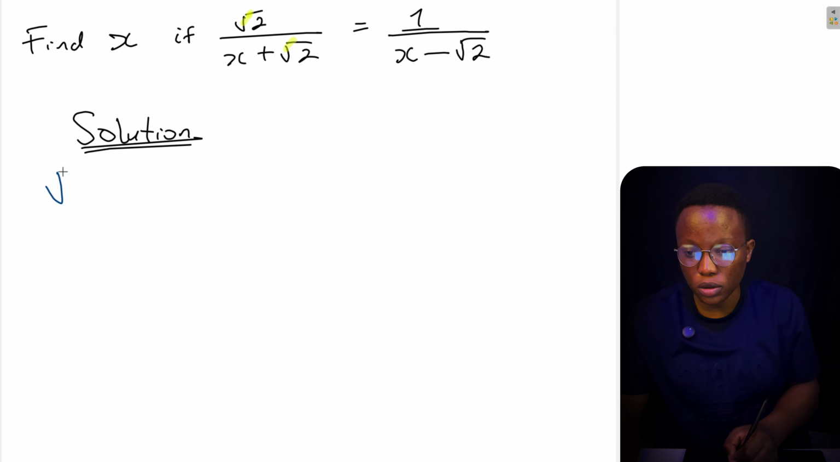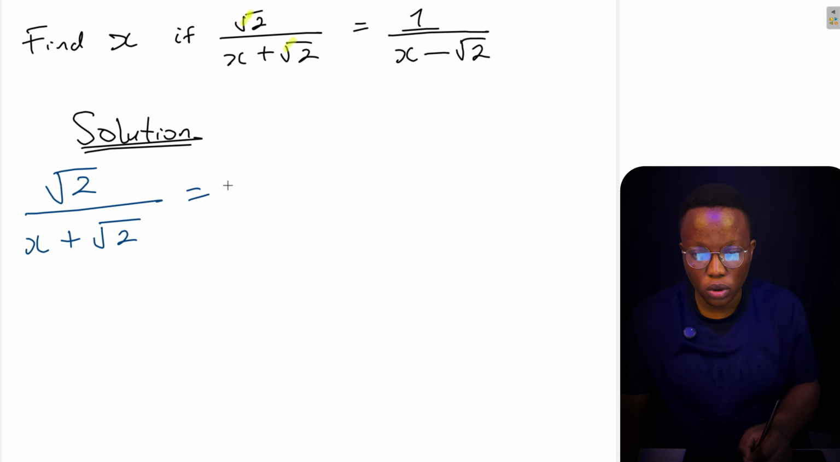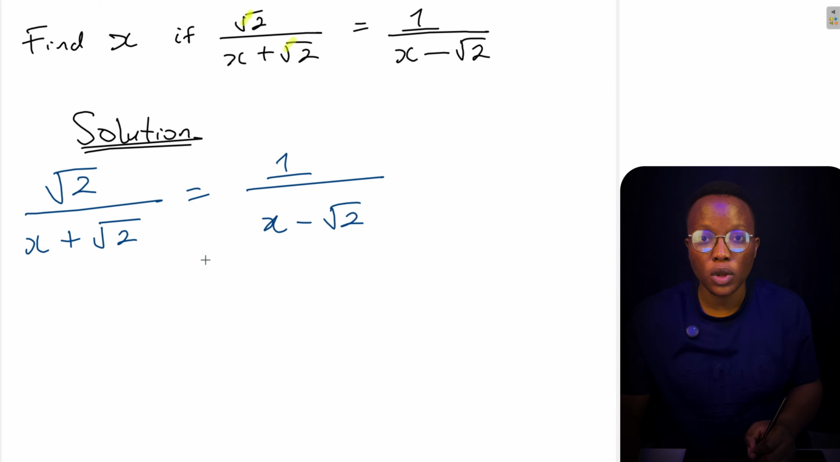Let me write the question. So we have the root of 2 all over x plus the square root of 2 is equal to 1 all over x minus the square root of 2. All right. So what do we do first?